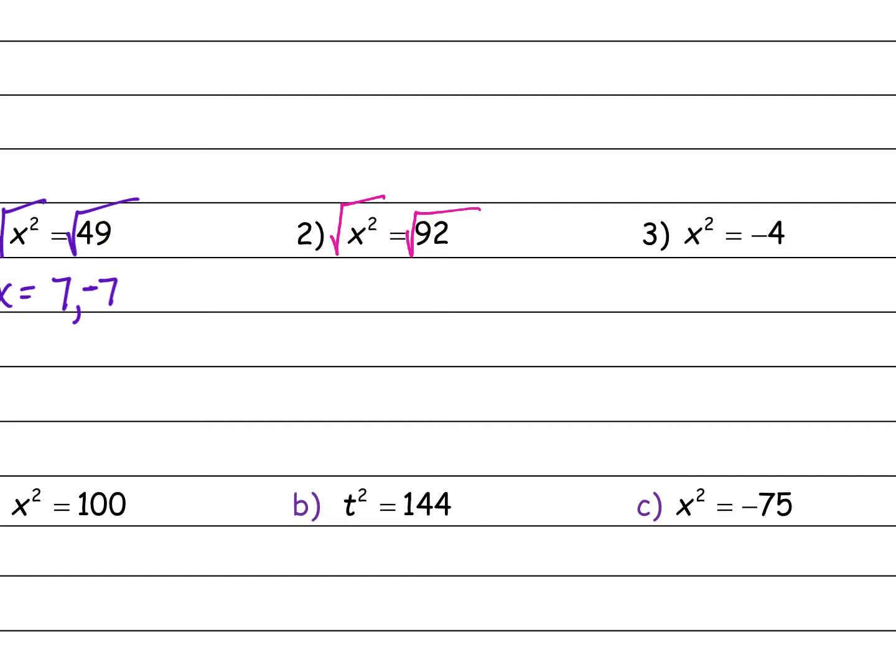So number 2, square root, right? And square root. And then x is going to equal, and we can just write it this way, plus or minus, right? So I don't have to write it twice. I can just write the plus or minus right on top of each other. And then I'm going to figure out what the square root of 92 is. Let's see, what goes into 92?